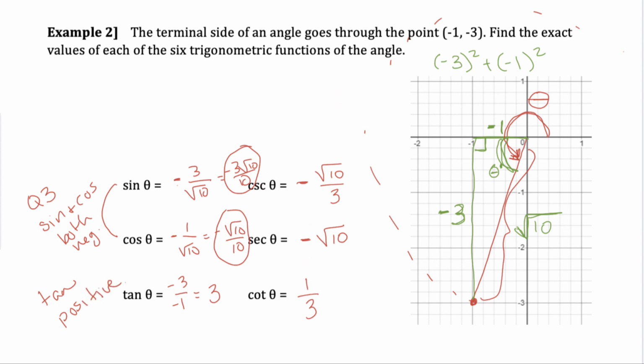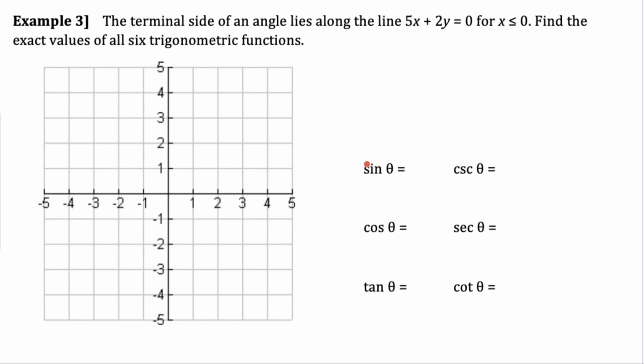All right, finally, let's see what happens in the fourth quadrant, and then we'll make some conclusions. All right, so the terminal side of an angle lies along the line 5x plus 2y equals 0. For x less than 0, find the exact value. So this is similar to that preview problem we did the other day. You're going to actually have to draw the angle. 2y equals -5x. So y equals -5/2 x, and I'm only looking at this line when x is less than or equal to 0. Oh, this is not going to be a fourth quadrant angle. It's going to be a second quadrant angle.